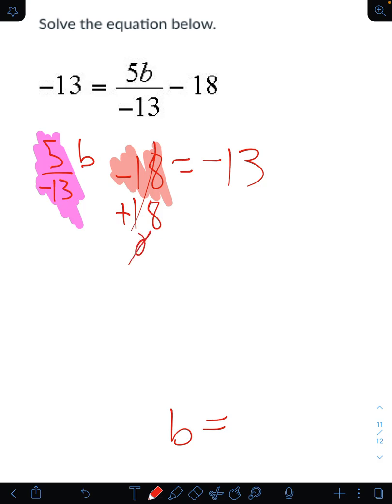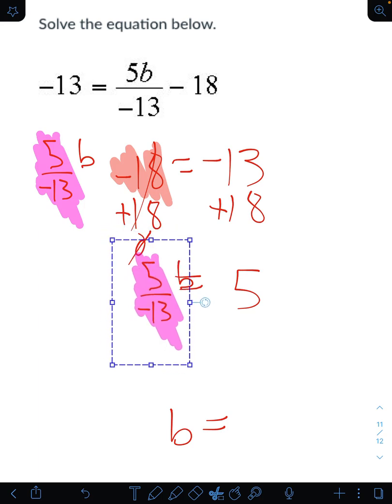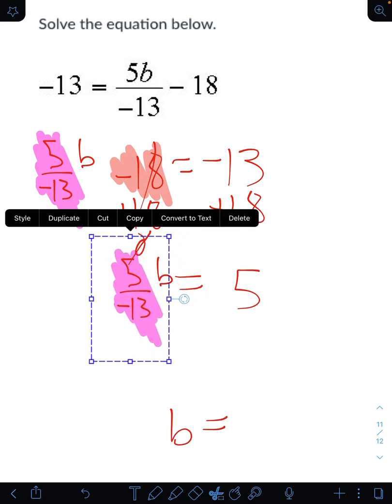So you add 18 to both sides. That goes to a 0. And add 18 to this side, and you get a 5. And that equals minus 5/13 b.